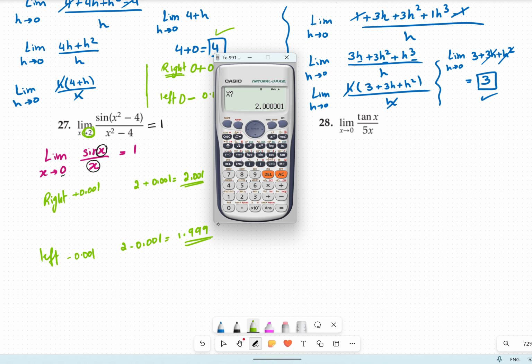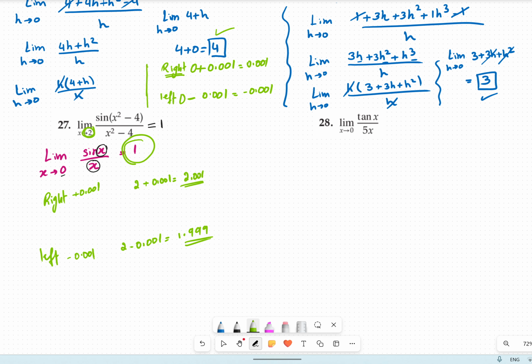Okay, now I will do this from the left. From the left, I will put 1.999. Click equal. Also, it's almost 1. Now, how can I make this even more accurate? Add more 9s. If you want the exact answer, add more 9s. So now look, the answer is exactly 1, which is the same as we concluded.